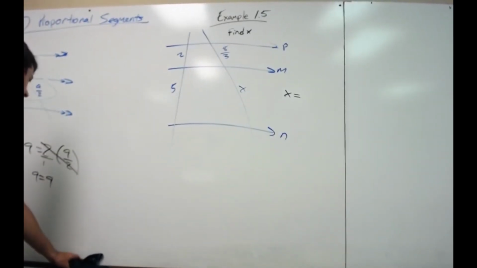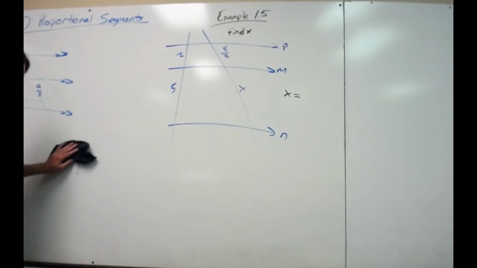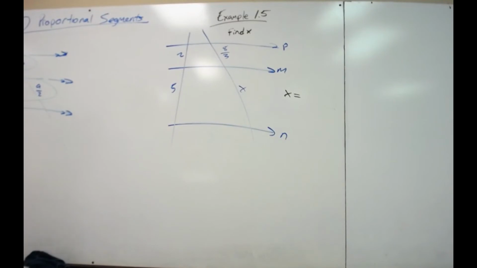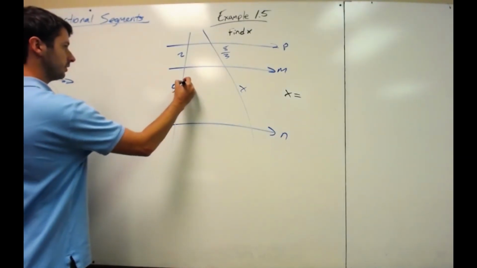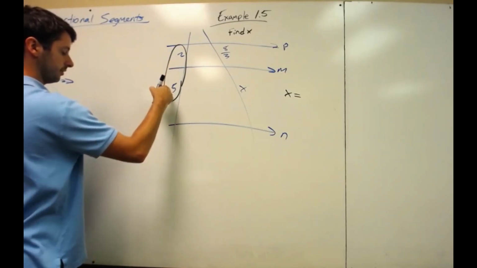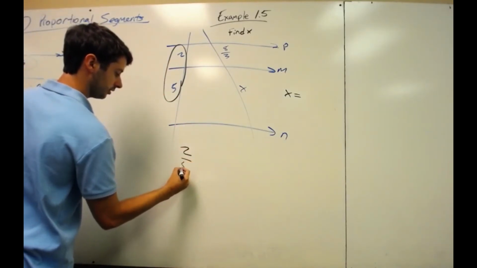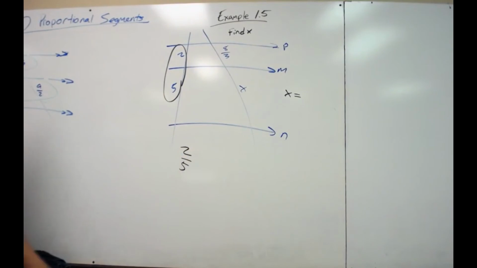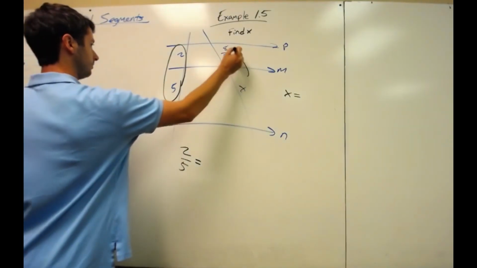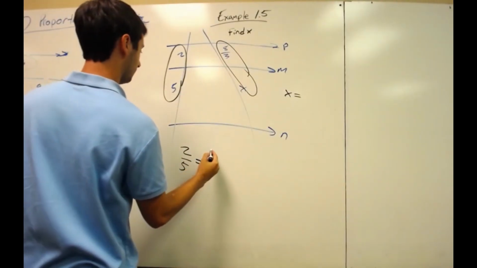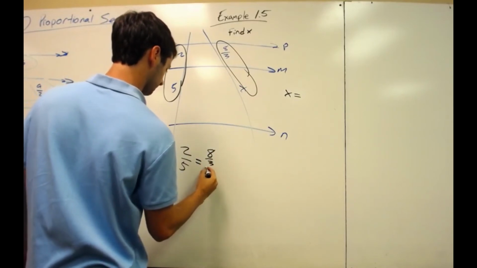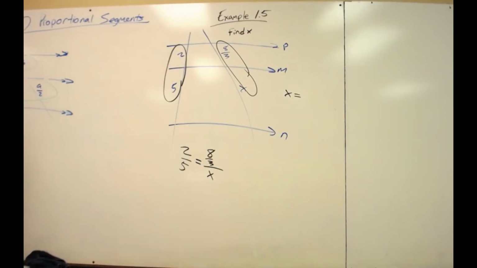They like to do fractions in these, so we'll look at one quick example and try to solve. Example 1.5, and it says find x. Well, the first thing you have to figure out is what is proportional. I'm going to go vertically. I'm going to go 2 over 5 equals 8 over 3, over x, divided by x.